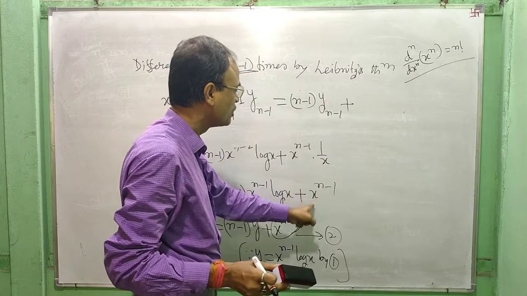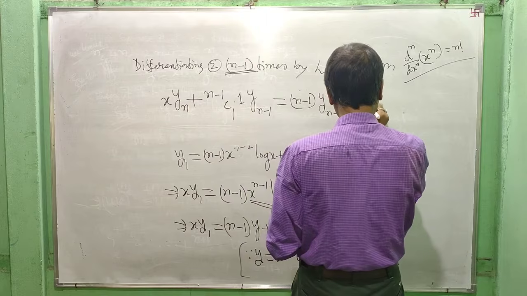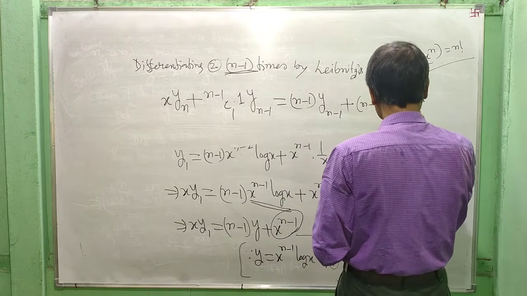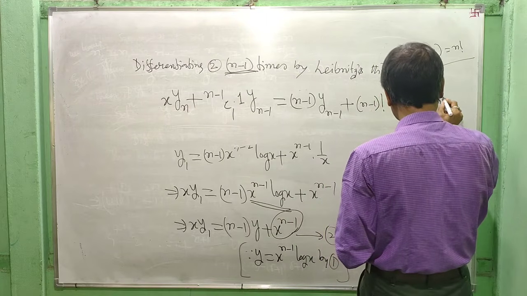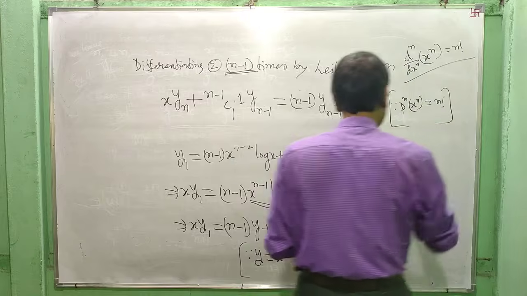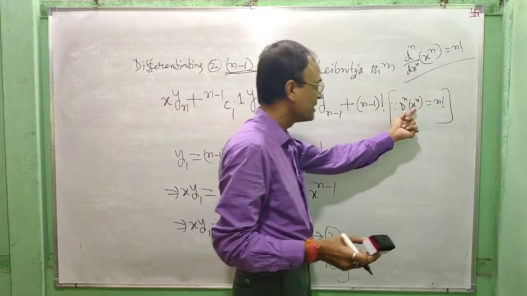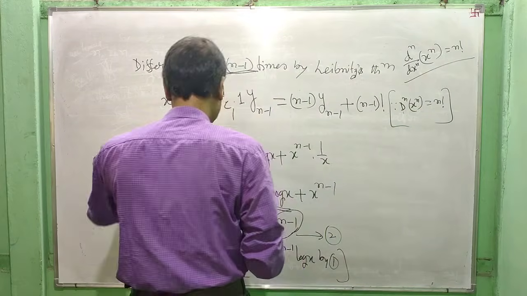If you differentiate x to the power n minus 1, n minus 1 times, you will get factorial n minus 1. You may write here, since d^n of x^n is equal to factorial n. If you differentiate x to the power n, n times, you will get factorial n.